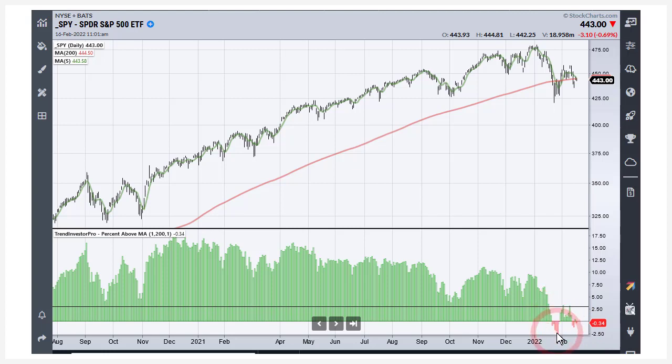And you can see we didn't go below minus 3% on this latest dip, but we're moving back below the 200-day because you can see we're currently 0.34%. The 5-day is below the 200-day. So that is a potential negative for the S&P 500 because bad things happen below the 200-day, not above it.